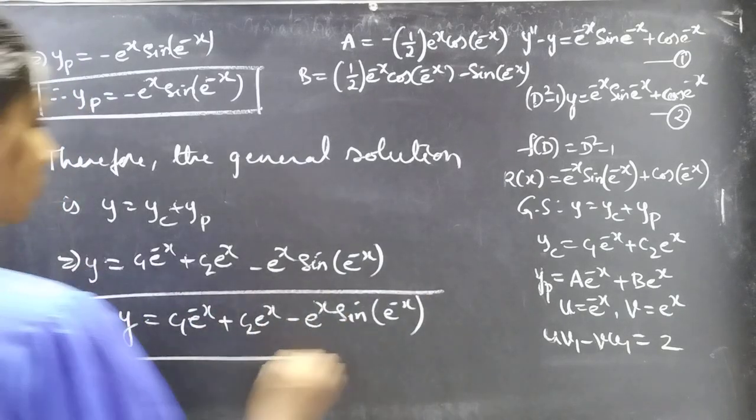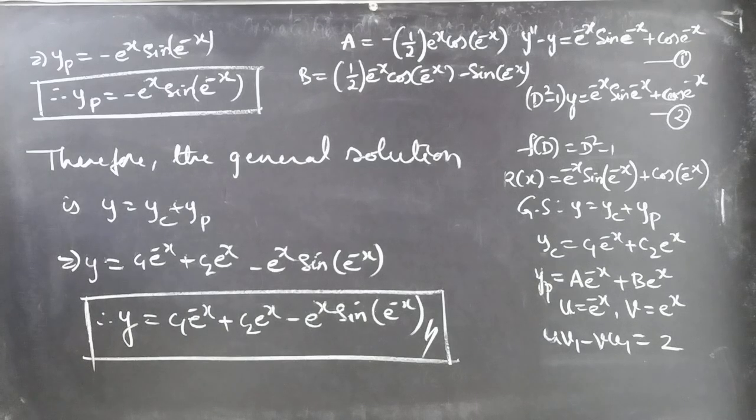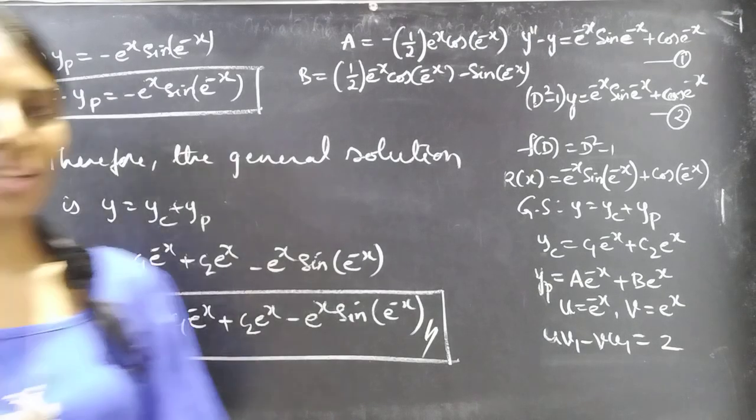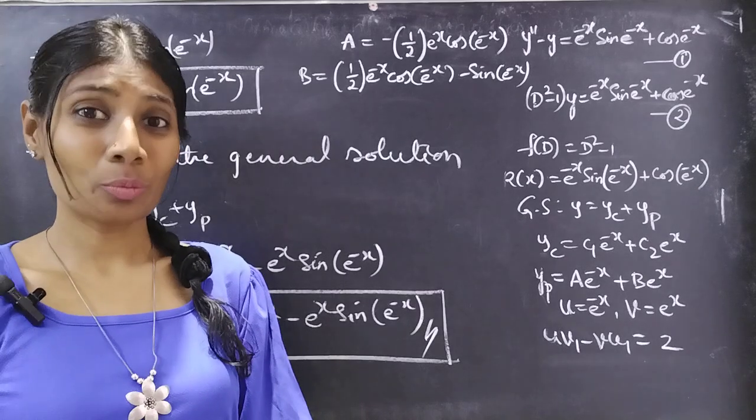So this completes the problem. So we have seen a problem from the variation of parameters method in this video. I hope you will understand.